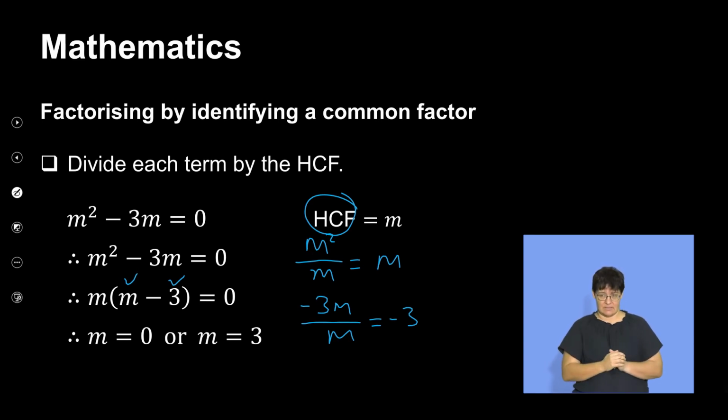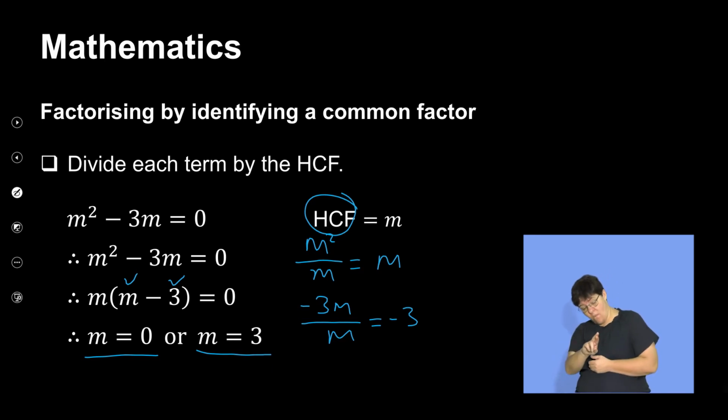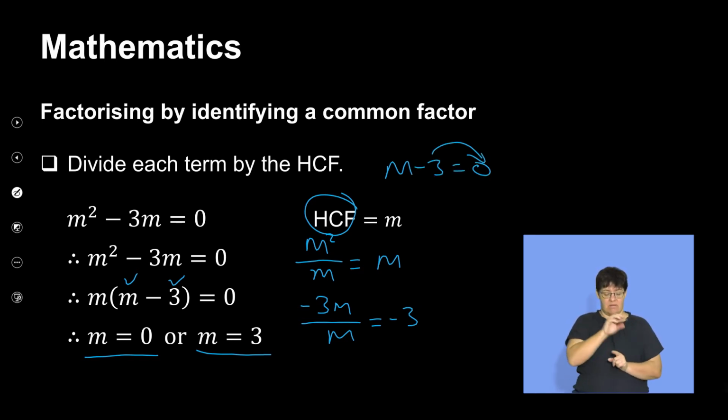And then remember, you apply your factor law rule. m is equal to 0 or m is equal to +3. Where does it come from? It comes from m minus 3 equal to 0. Then you know the 3 will go that side because we want only the m.